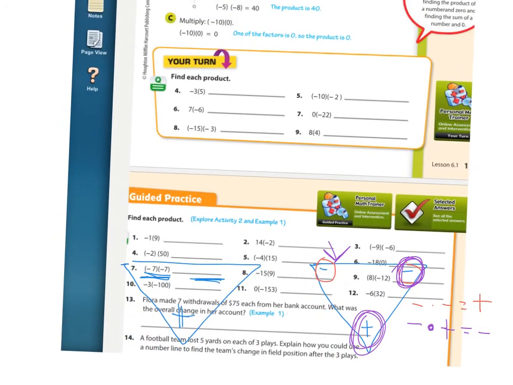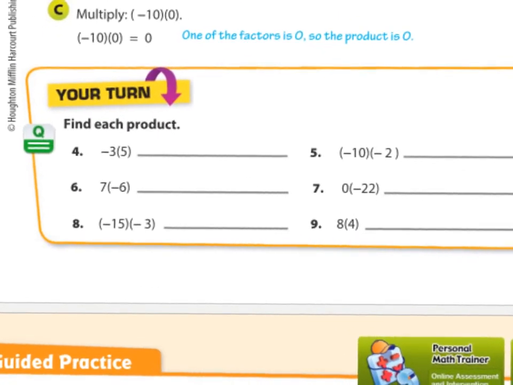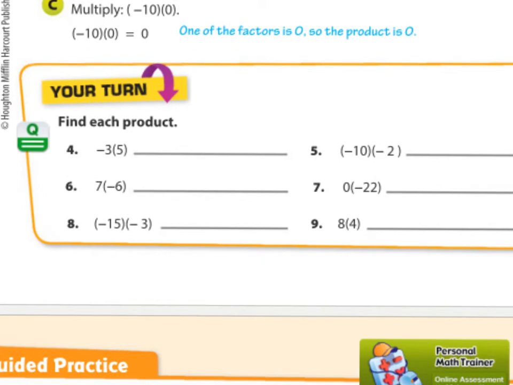So let's practice this rule. Let's get rid of this. Okay, so with each problem, I want to see the triangle.